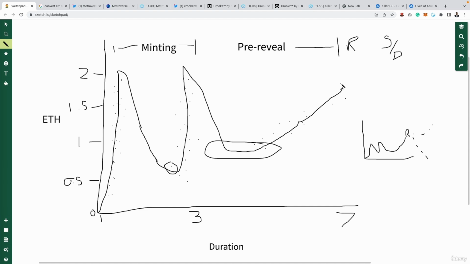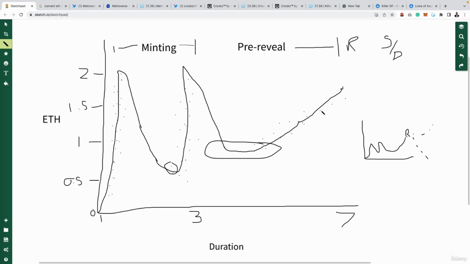Of course, I do have to add a disclaimer and just say that there is no guarantee that any of this is going to happen. It is all based on predictions, and this is not financial advice. What I'm simply doing here is sharing with you what I've seen from my own analysis, and I've seen this on so many collections.